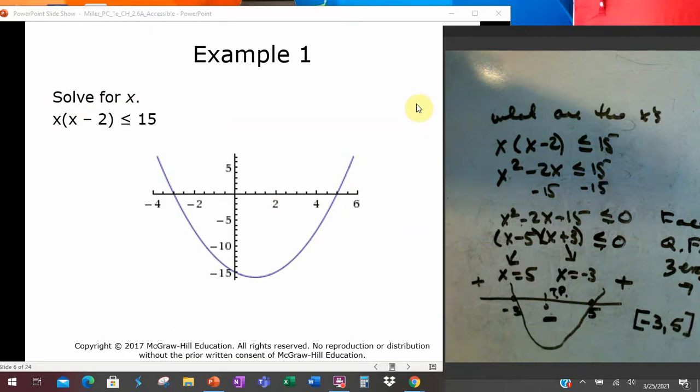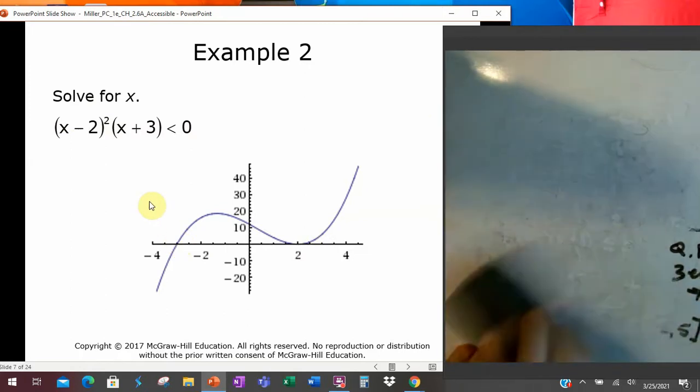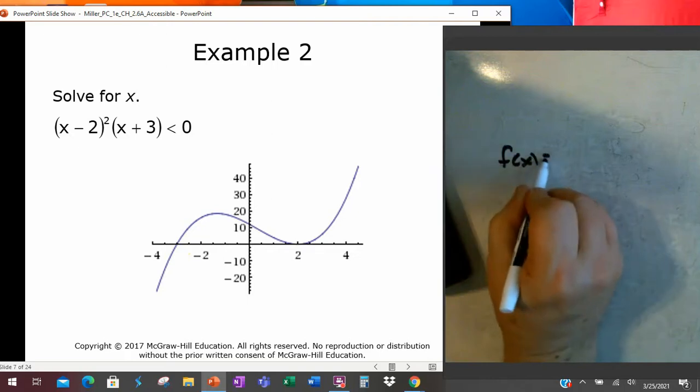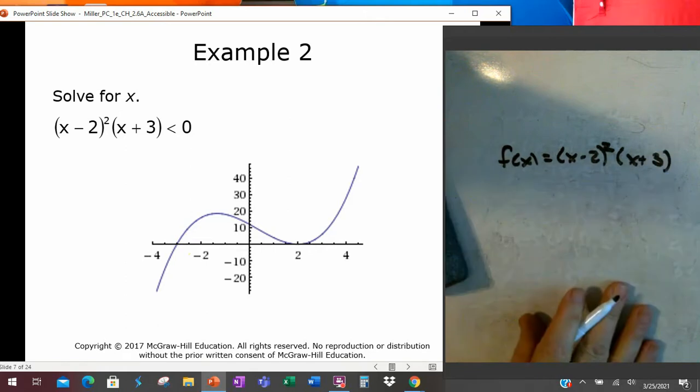Okay, so let's look at another one. If we set this equal to f of x, everything is already over on one side. So this is the function that we would graph. I've got the 0 here's 2. There's the 2. Multiplicity 2, so it just touches. X equal to -3 is the other. So I am basically going through a polynomial graph if I got that. So I have f of x, x minus 2 squared, x plus 3, and I graph that.